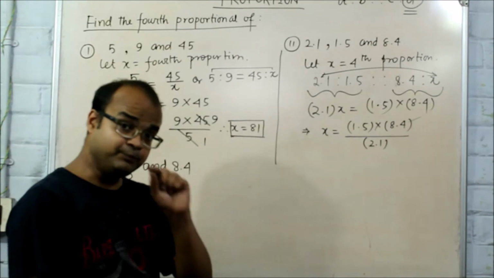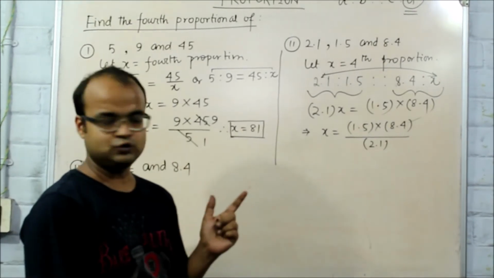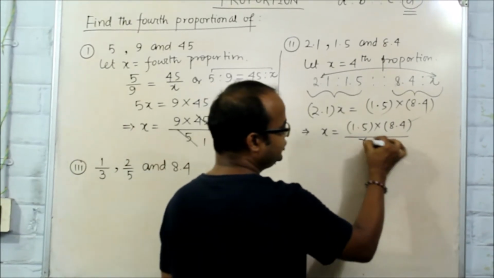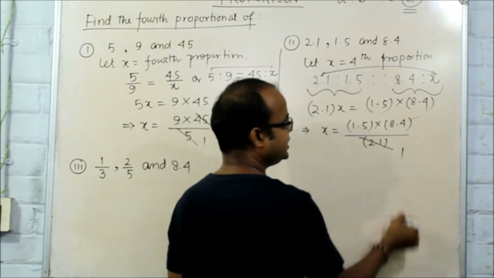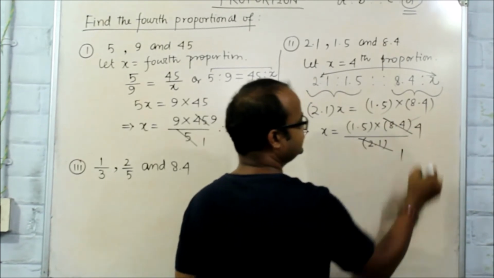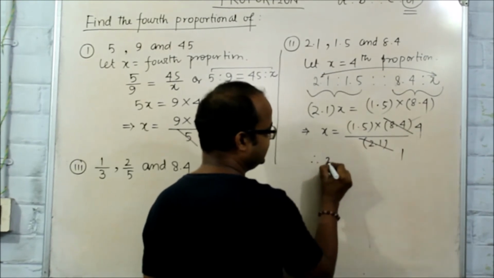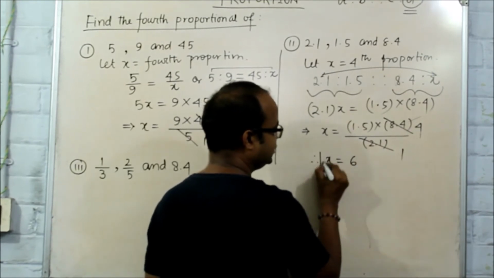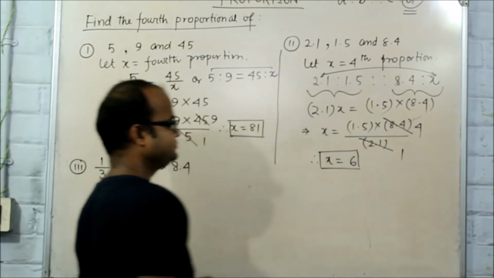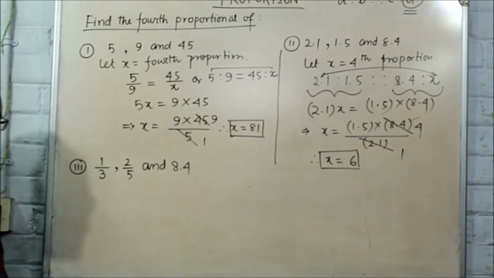Now simplification I am leaving up to you. See, I am doing it: 2.1, 1 ja 21, 4 ja. So directly you can cancel. So 1.5 into 4 is equal to 6. So therefore value of x is equal to 6. Clear?